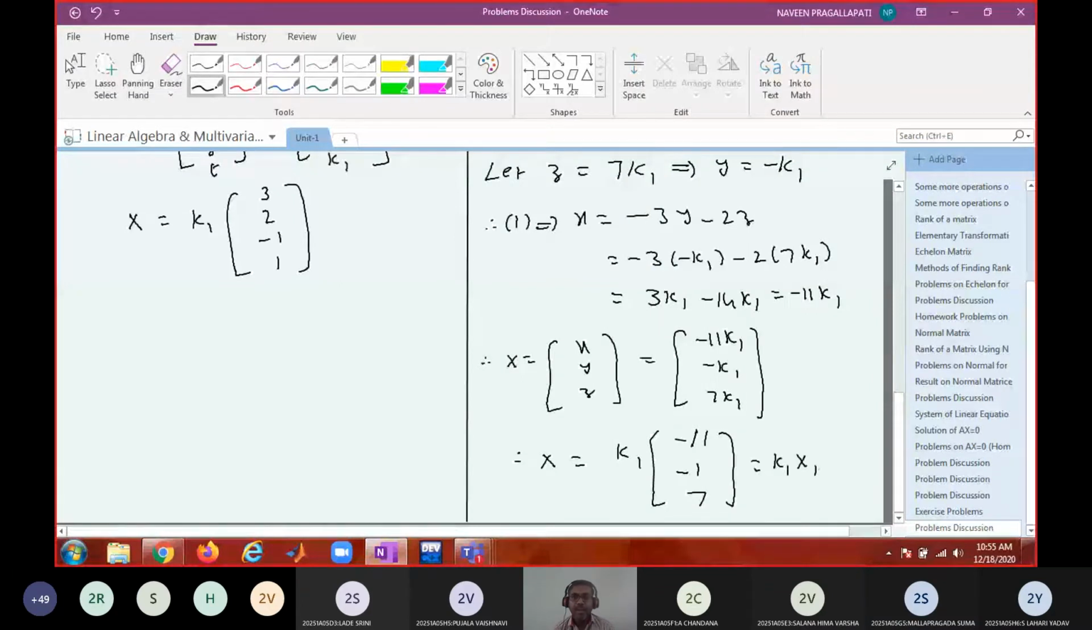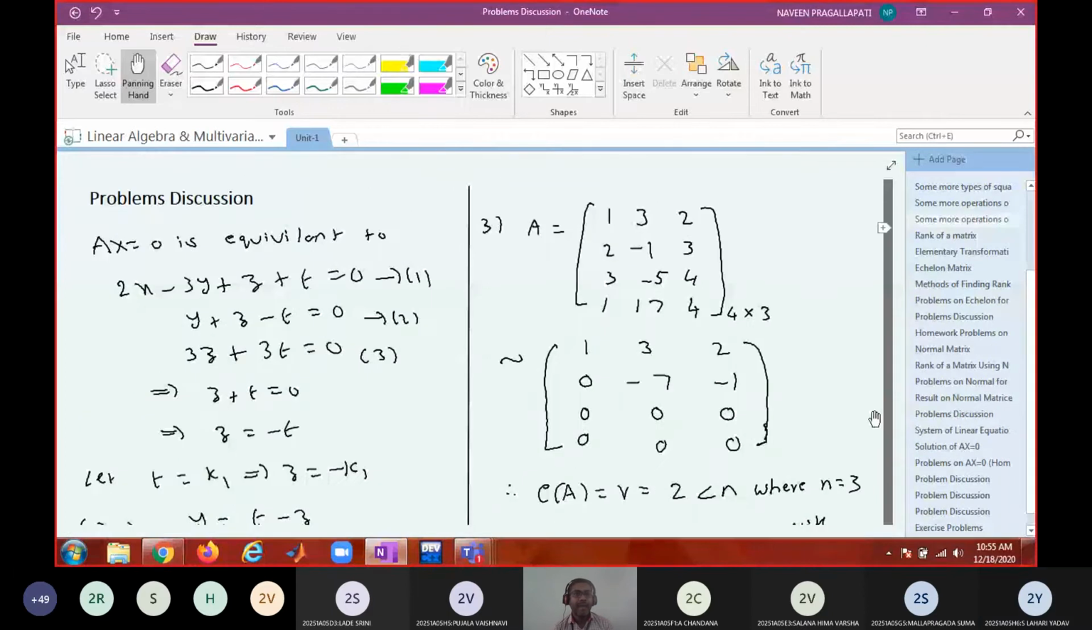Now, all of you will get either minus 11, 1, minus 7, or some multiple of this one, or you will get 11, 1, minus 7, or minus 22, minus 2, 14, like that. So any multiple of this vector is also fine. So this is the solution for the third problem. All of you understood this?